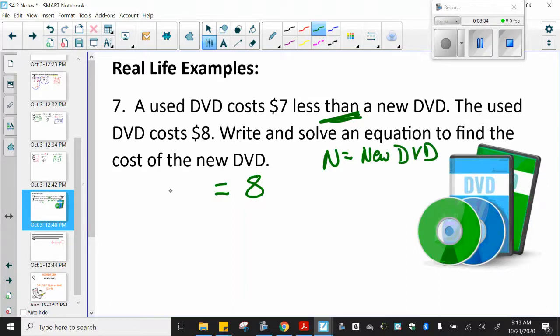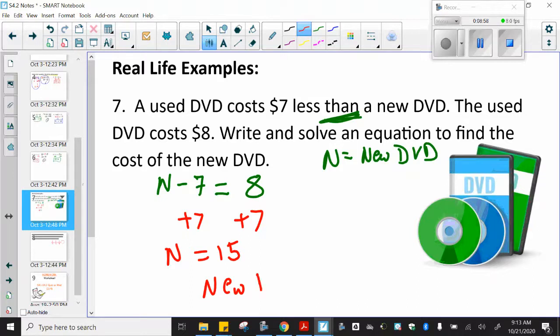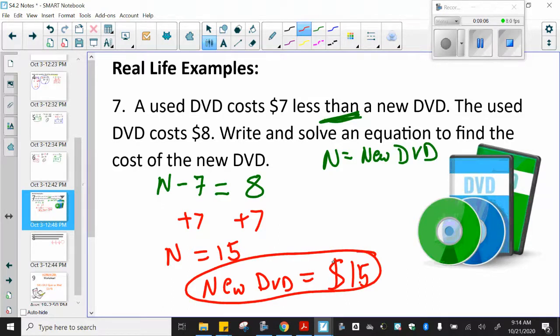So we're going to say N minus 7, there's our 7 less than new DVD, is the cost of a used DVD, and we know a used DVD is $8. So to solve this, I'm going to add 7 to both sides, and I'm going to say N equals 15, or we could say new DVD equals $15. All right. One more.